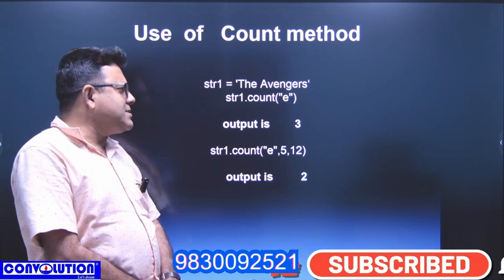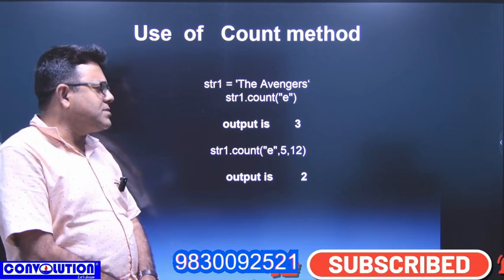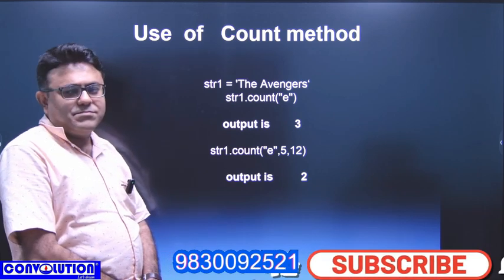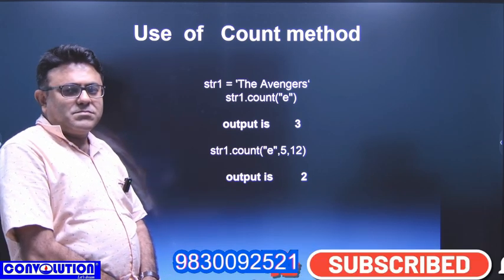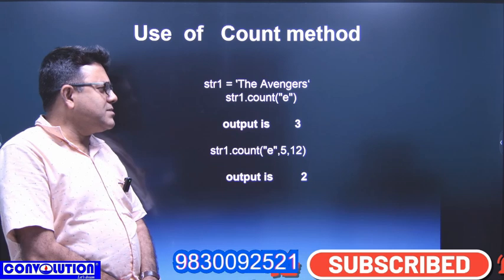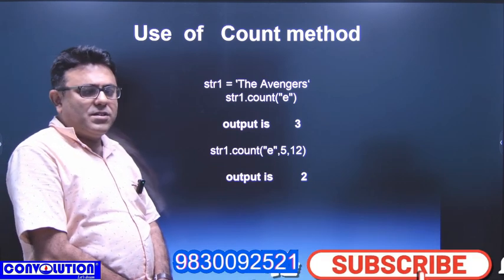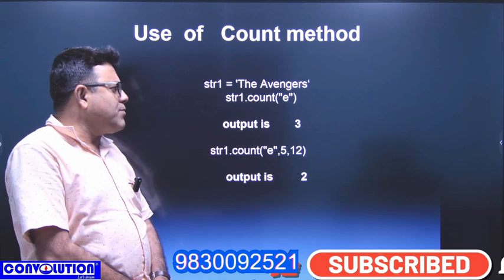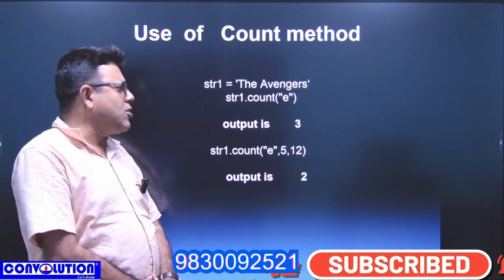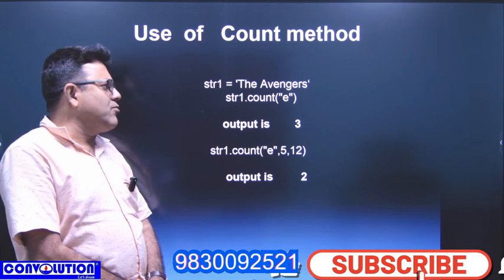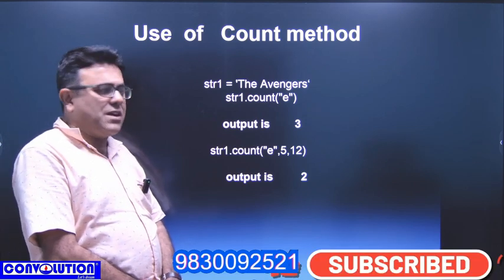Now I said str1.count. See, inside the brackets, within double quotes, I am saying "E". So what is my output? In this case it will be 3. That means with the help of the count method I am trying to find out how many E's are present inside this particular statement, "the Avengers".